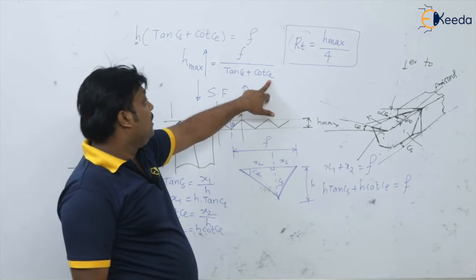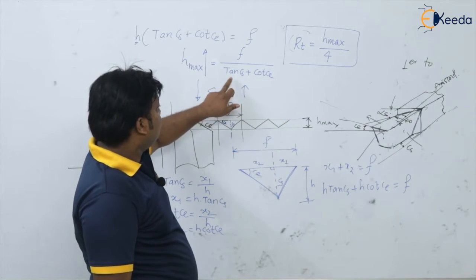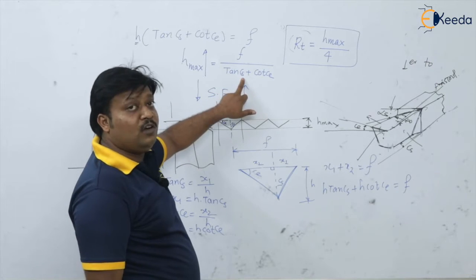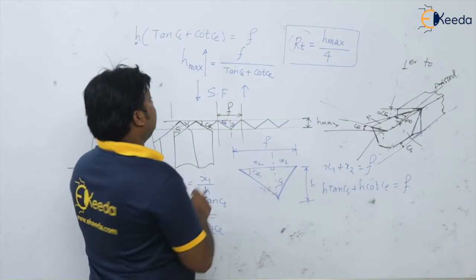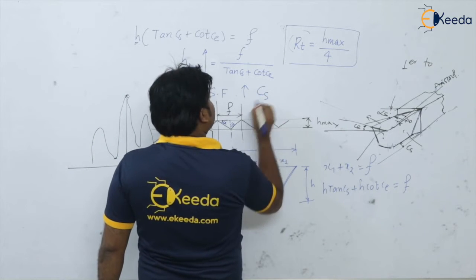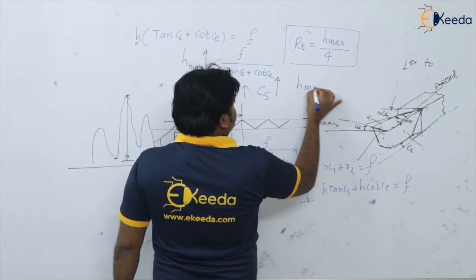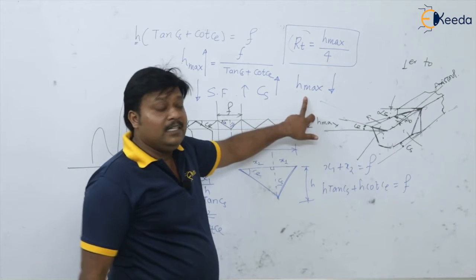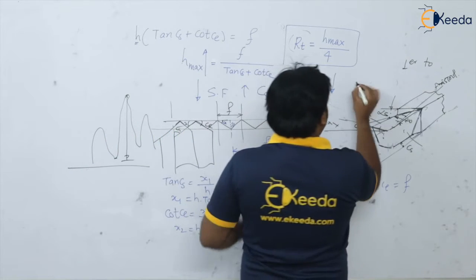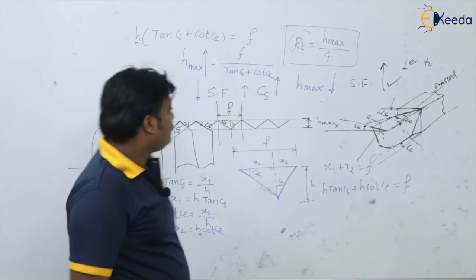You can observe this H max depends upon the side cutting edge angle and end cutting edge angle. As tan is an increasing function and cot is a decreasing function, you can write from here that when CS goes on increasing, definitely H max goes on decreasing. That means the produced surface finish is very good.